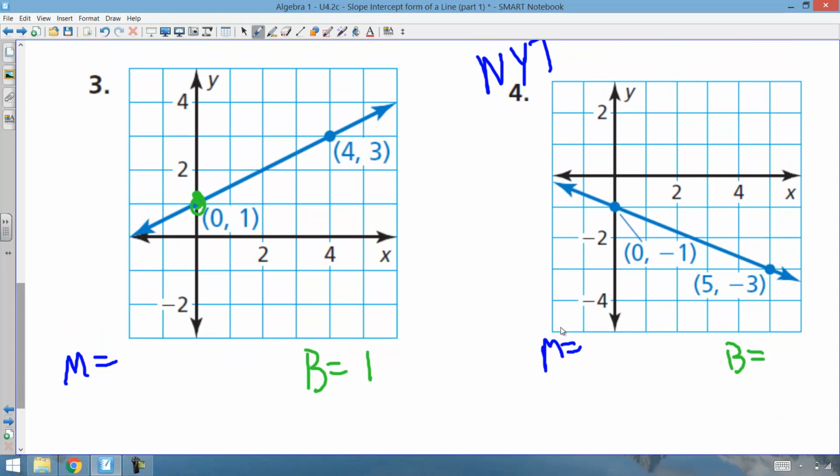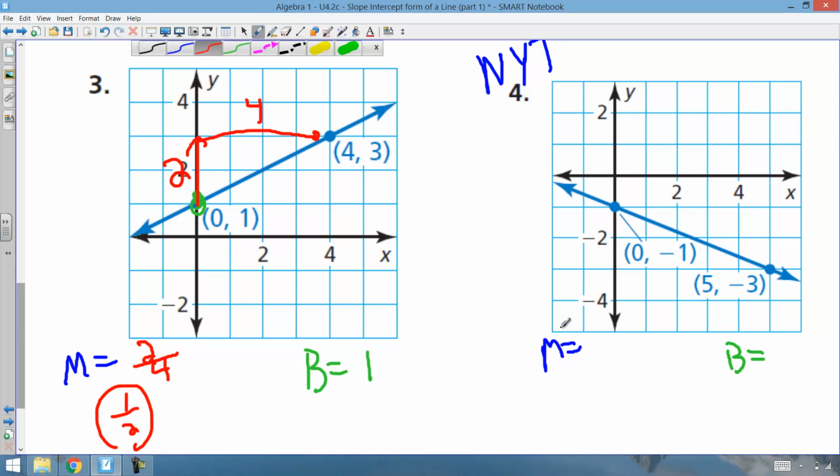What is our slope? Well, slope is change in y over change in x. Let's try to figure that out. We did it in the beginning of the video. We went up 2, so 2 over, and then change in x, 1, 2, 3, 4, this way. So rise 2, run 4. But 2 over 4 can be reduced to 1 over 2. So that's our m. So if that is the deal, let's write out the equation y equals mx plus b.